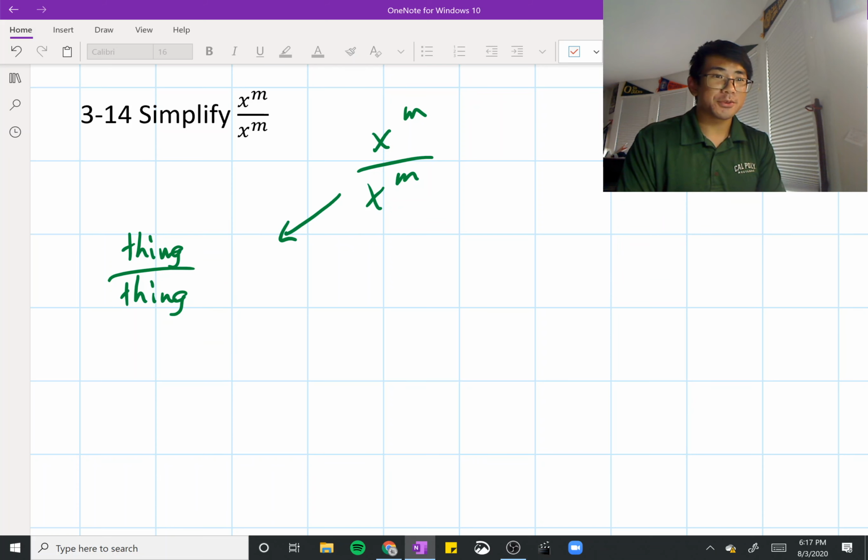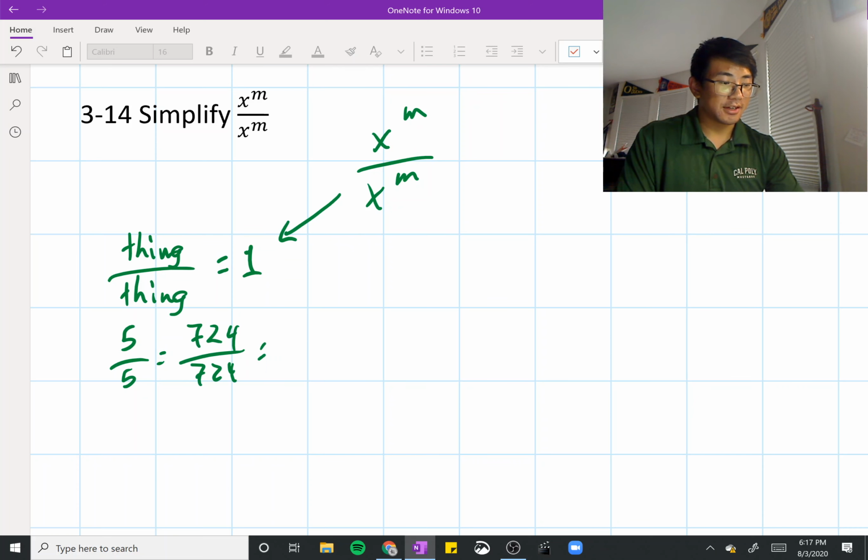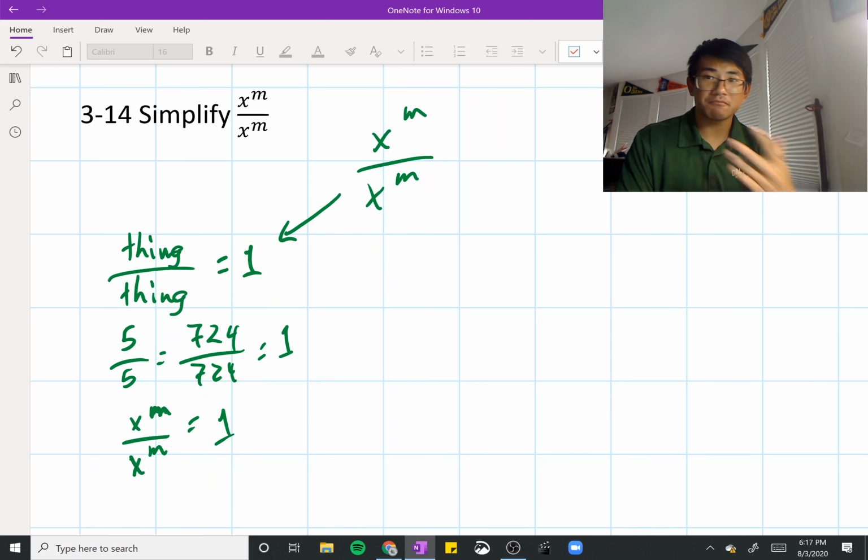And almost every time, I say almost every time because we want to be careful of this, and I'll mention this at the end of the video, it's always equal to 1. For example, 5 over 5, or 724 over 724. It's always going to equal 1. And so this should be no different, even though there's exponents in it. It's just going to be equal to 1. So x to the m over x to the m, that's really ugly, I apologize, is equal to 1.